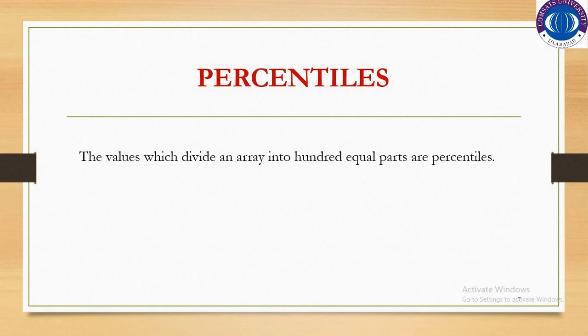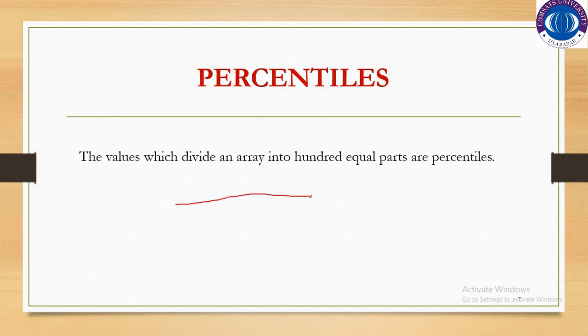Percentiles are the values which divide an array. An array is basically when you arrange the data in ascending or descending order. You usually do this for ungrouped data. There is no need of an array in the case of grouped data. The values which divide an array into 100 equal parts are called percentiles.